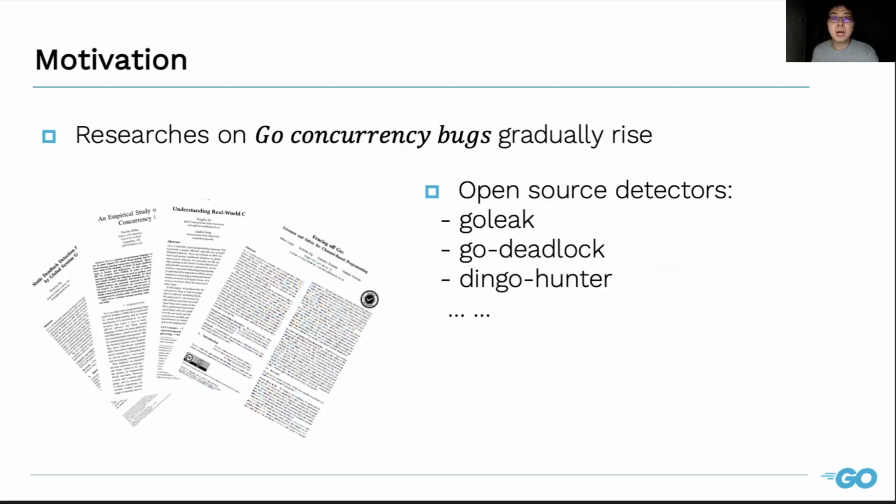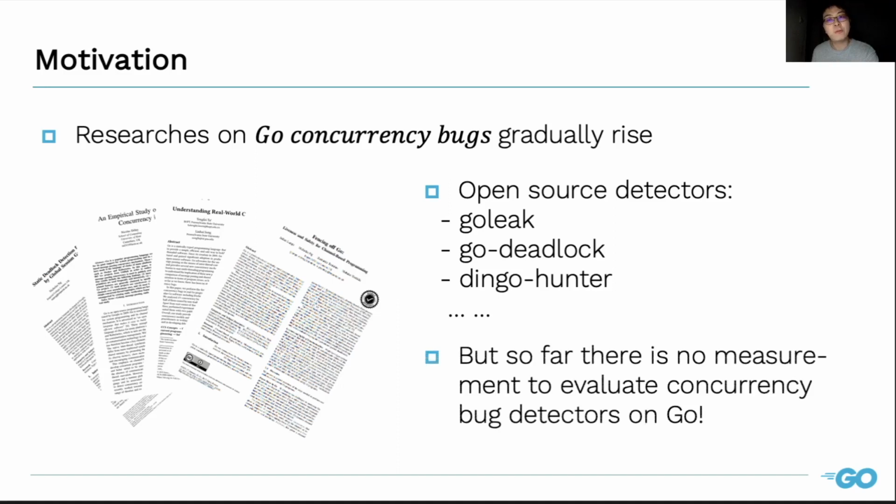Go concurrency bugs have attracted widespread attention from researchers and developers. Research on Go concurrency bugs has gradually risen in recent years. At the same time, many open-source tools have been proposed, such as GoLeak, go-deadlock, and Dingo Hunter. But so far, there is no measurement to evaluate those concurrency bug detectors.